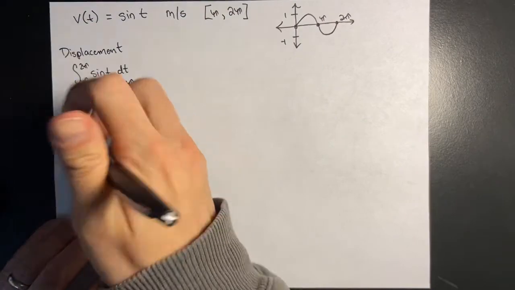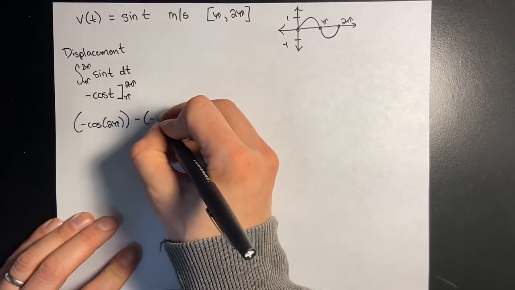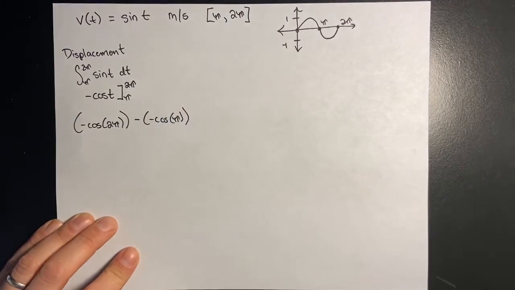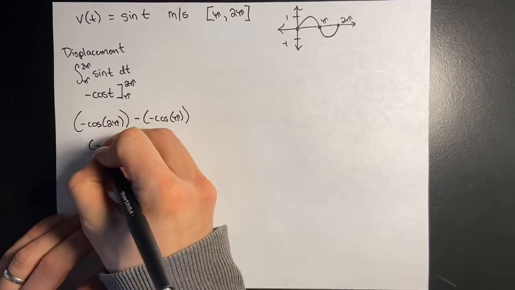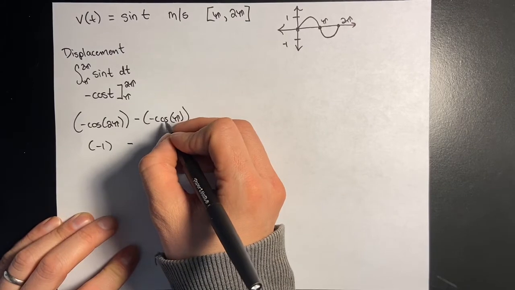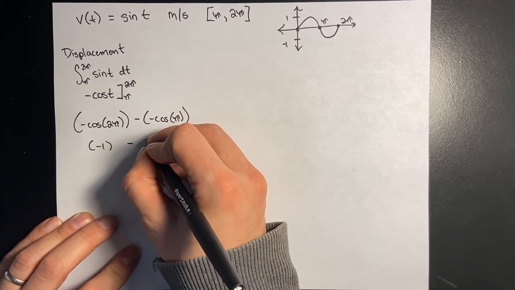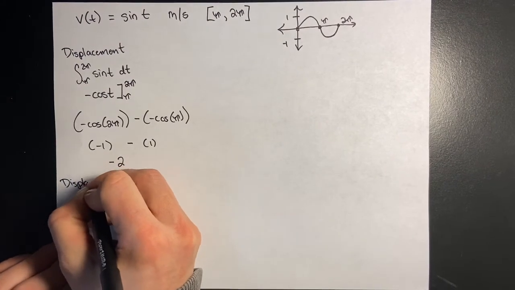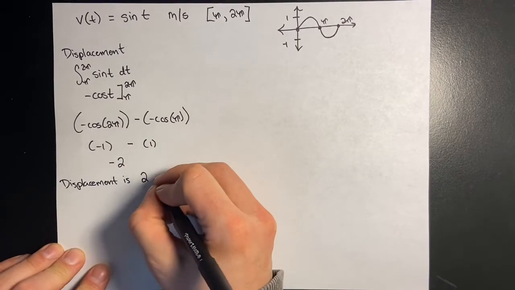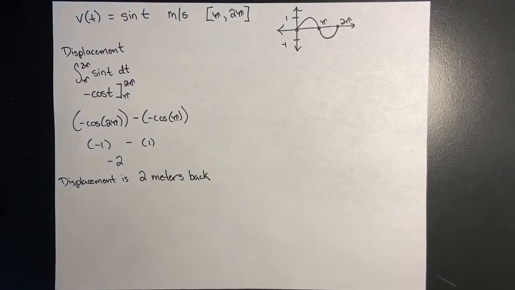All right, let's plug in 2 pi. I have negative cosine 2 pi, close it, minus negative cosine regular pi. Cosine of 2 pi is 1, so negative cosine of 2 pi is -1, minus cosine of pi is -1, so negative cosine of pi is going to be -1, so 1. -1 minus 1 is -2, and what this means is my displacement is 2 meters back. Behind, back, down, you know, whatever that means in the fake real world process that we're dealing with.